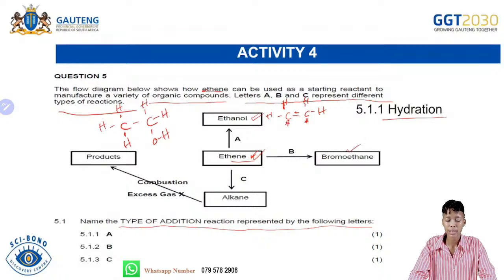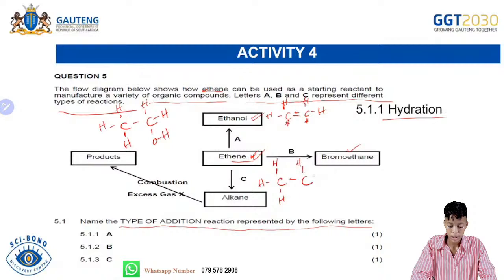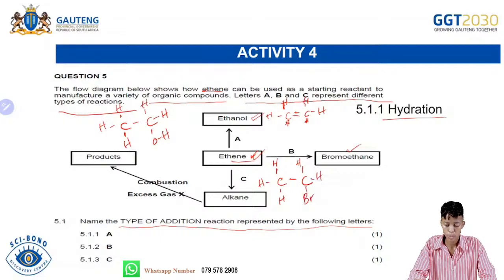We already know that the type of reaction is addition. But now they said we must give the type of addition. So bromoethane means what? It means that you have a bromo there and you also have an ethane. Ethane has how many carbons in total? It has a total of 2 carbons. And then you will have 3 hydrogens and a bromo.